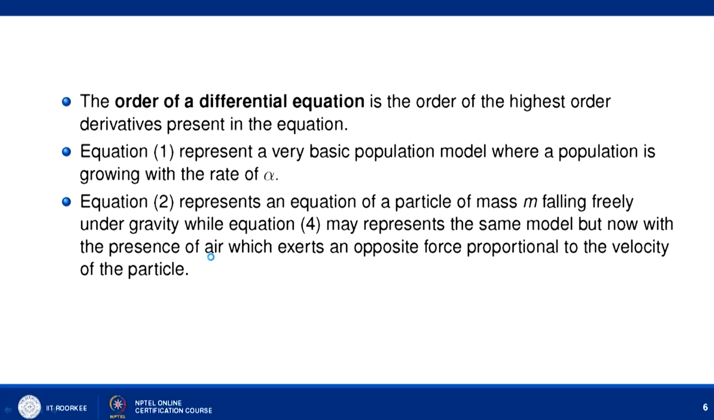As we have pointed out, equation 1 represents a very basic population model where a population is growing with the rate of alpha. Equation 2 represents a particle of mass m falling freely under gravity, while equation 4 may represent the same model, but now with the presence of air, which exerts an opposite force proportional to the velocity of the particle, that we have already seen.